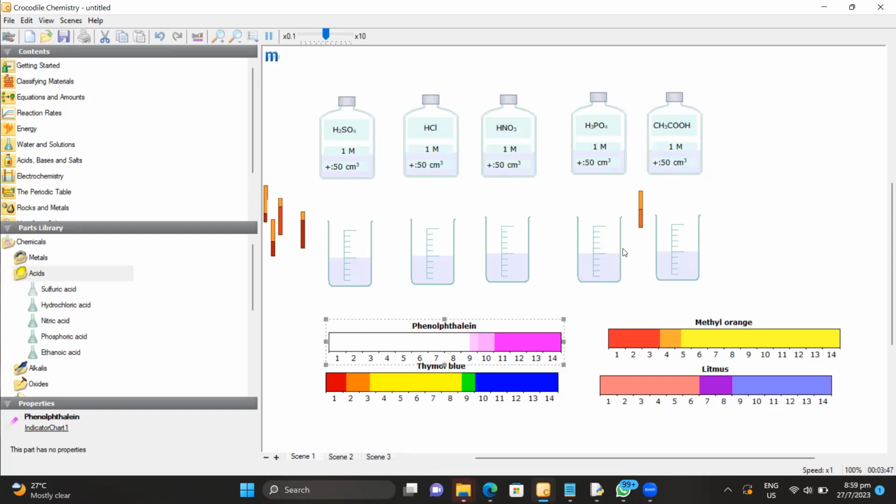Less than sulfuric. Likewise, you can do the experiments and see these acids and how acids and bases react, how acids and bases work. You can do this experiment and see.